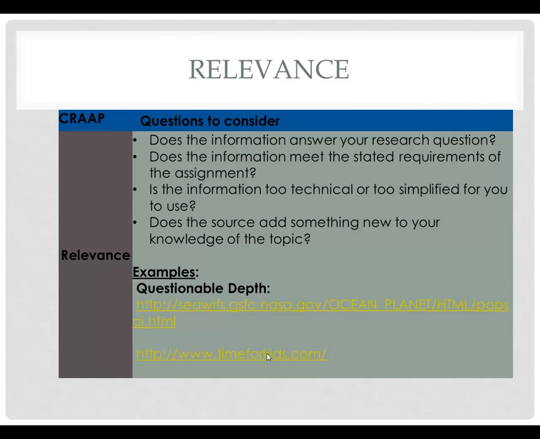Now, to give you an example of websites that are of questionable depth, take a look at CWIFS. It contains information that's extremely simplified. And the second website there, Time for Kids, lacks depth and authority. You'll notice this because articles are written by other kids who are not professional journalists.